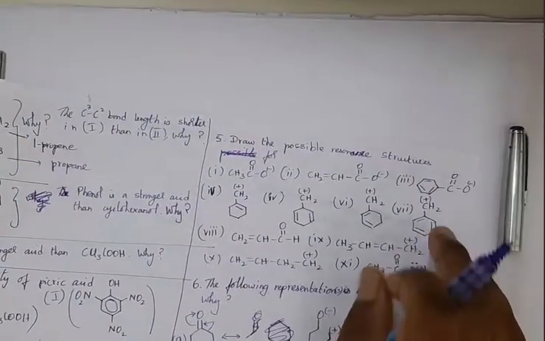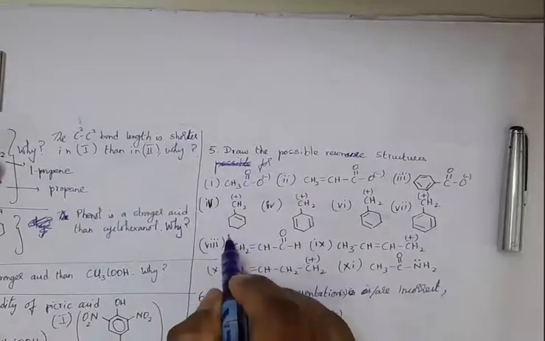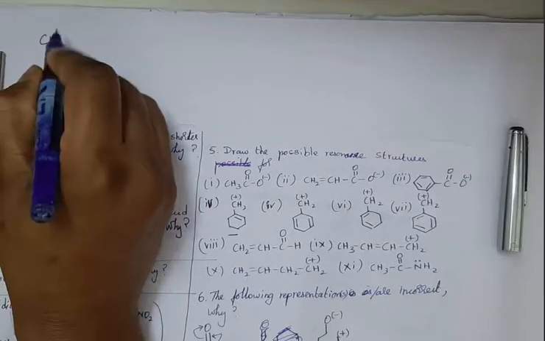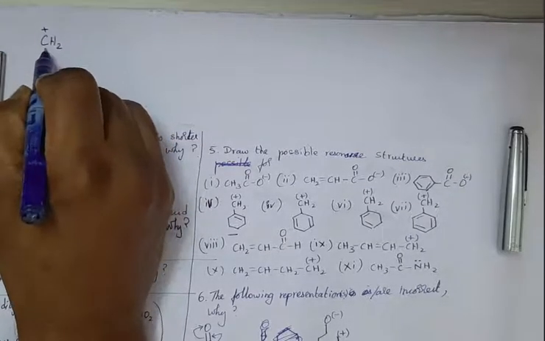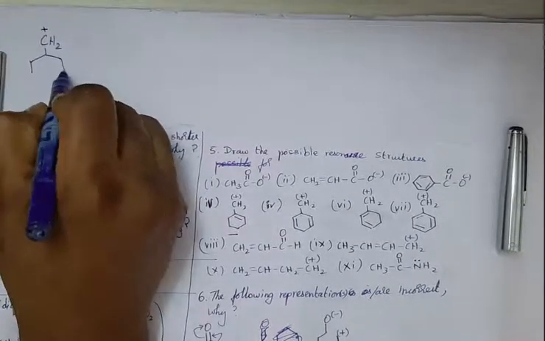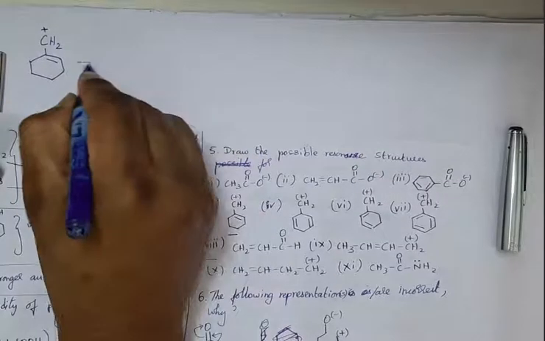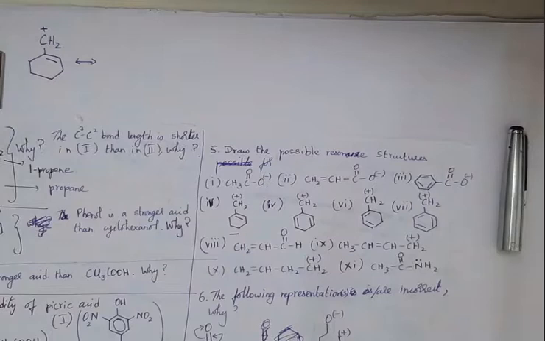Okay, so let me draw the structure. So this is this one. Okay, so that structure is CH2 positive charge. Draw all possible resonance structures.